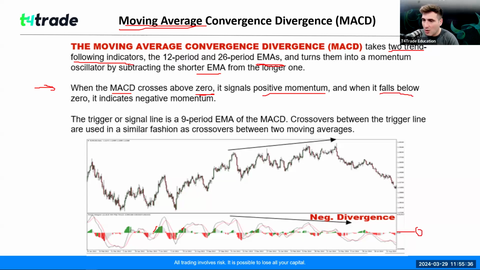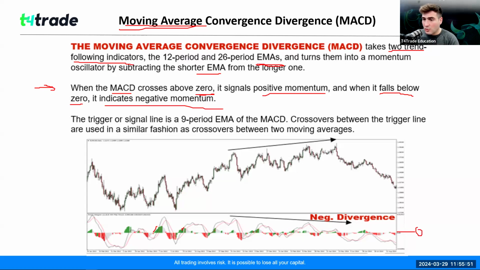But when it falls below the 0 line, it indicates there is negative momentum. There's pressure on price action. Price action is not rising as quickly and sharply and with strong momentum towards the upside. It's stalling, in a sense.